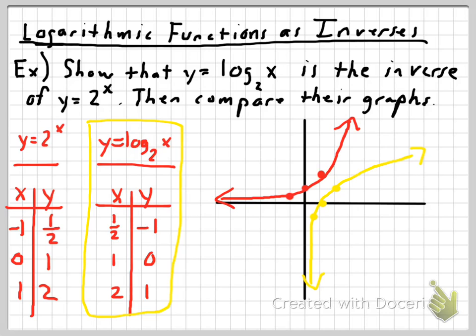Now remember, one other thing about the graphs of inverses is that they are reflections of one another in the line y equals x, which is just the line where all the x and y coordinates are equal to one another, right here. And you can imagine how those are mirror images of one another.